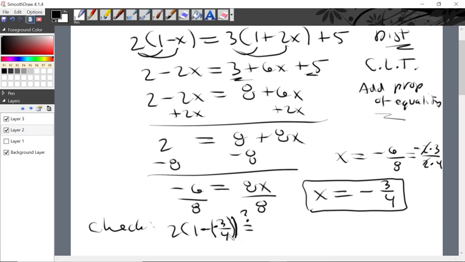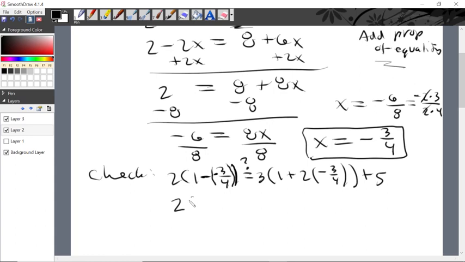Which you know what's going to happen next, right? I'm going to turn that into a positive. All right, equals 3 times 1 plus 2 times negative 3/4, okay, plus 5. By plugging this value into the equation, I'm not saying it's going to be true. I'm asking the question, is this actually true, right? So we're verifying whether the result is true. We have 2 times, let's see, 1 plus 3/4, okay, is that equal to 3 times the quantity, 1, let's see, we got 2 times negative 3/4. Well, that's going to be negative 6/4, right, and then plus 5, okay.